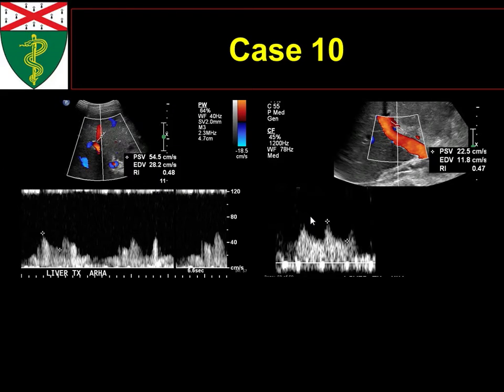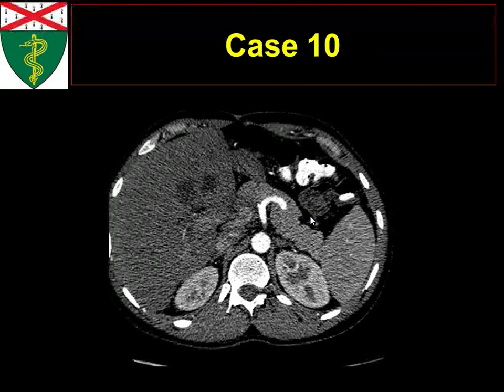So what do you want to do next? Search more proximal. We can't look more proximal than this. How do you get a CT? Get a CT. So this is a CT. What do you see here?